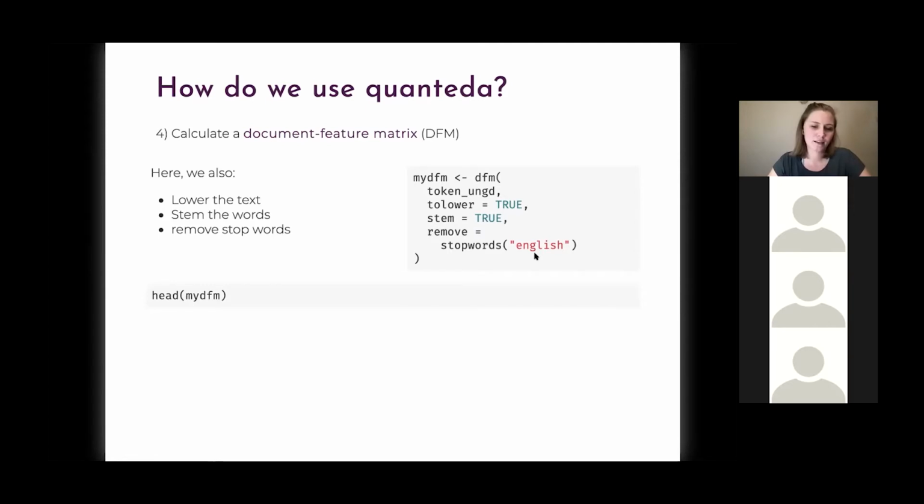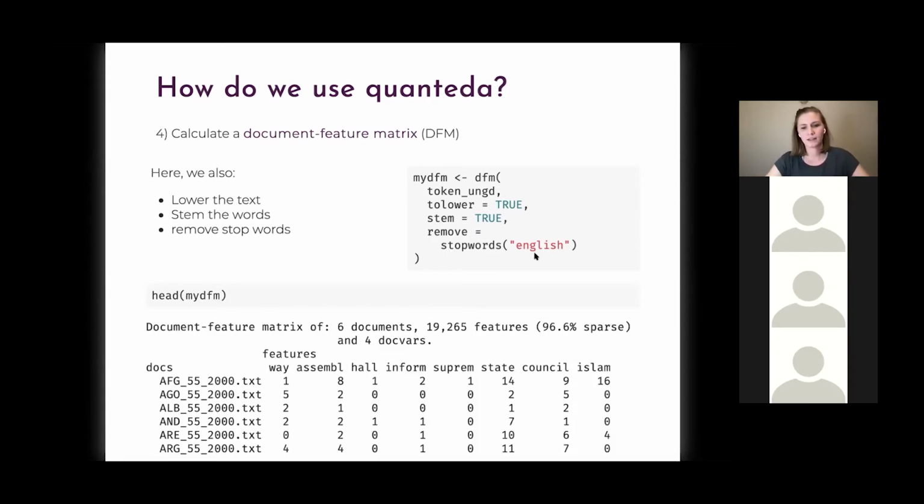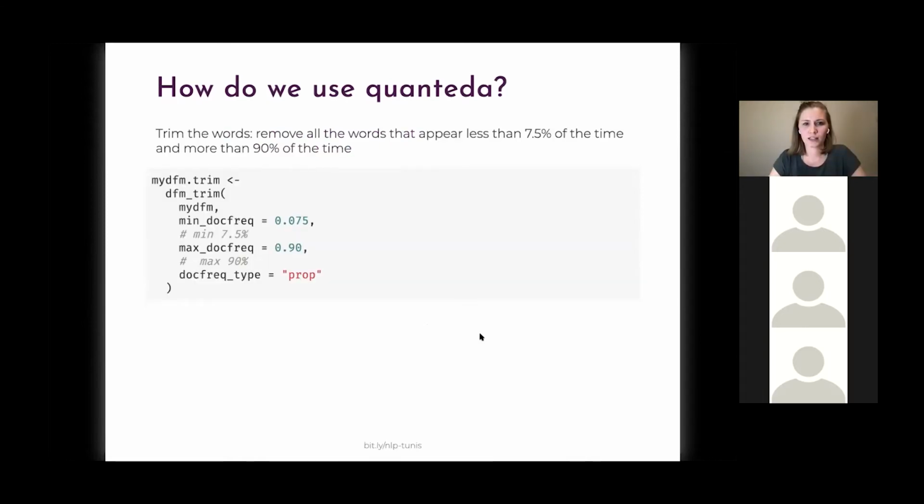And now we get a quick sneak peek into how a DFM looks. It's basically like that. What we have here are the docs, which is the document name, and here we have the features, our tokens. We see in the first document, Afghanistan 2000, "way" appears once, and "assembly", probably it's stemmed, appears 8 times, and so on and so forth. Then you can go through the documents and see where the words appear. This counting of the words is the thing that we're going to use once we do our analysis. So that's for that.